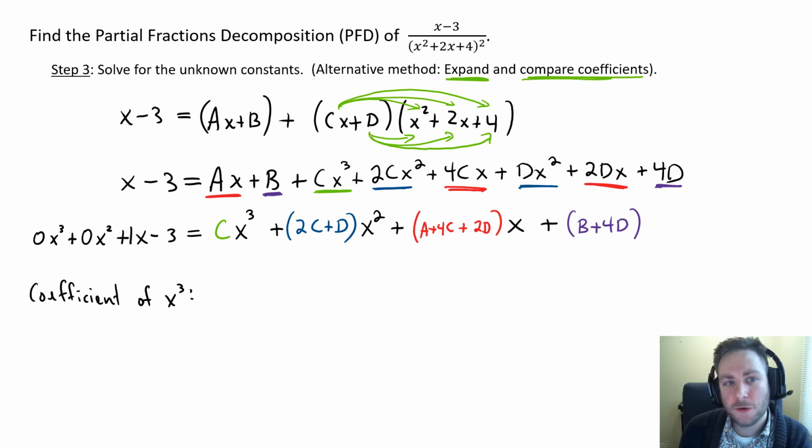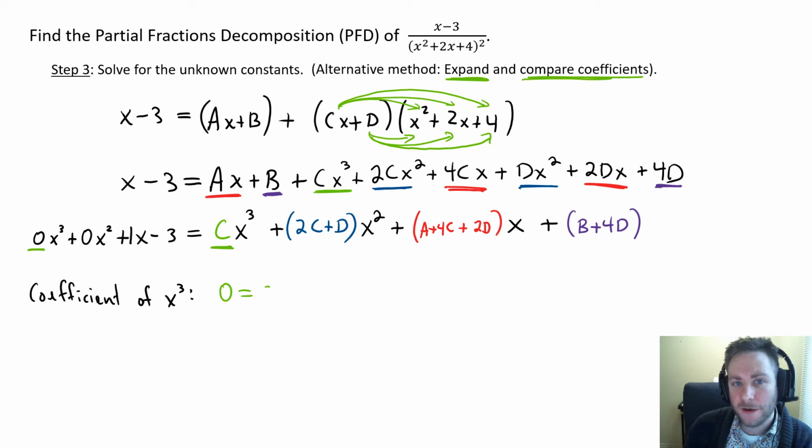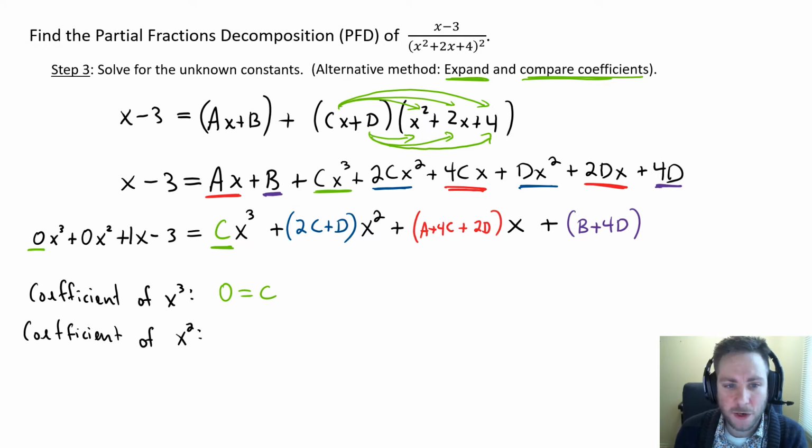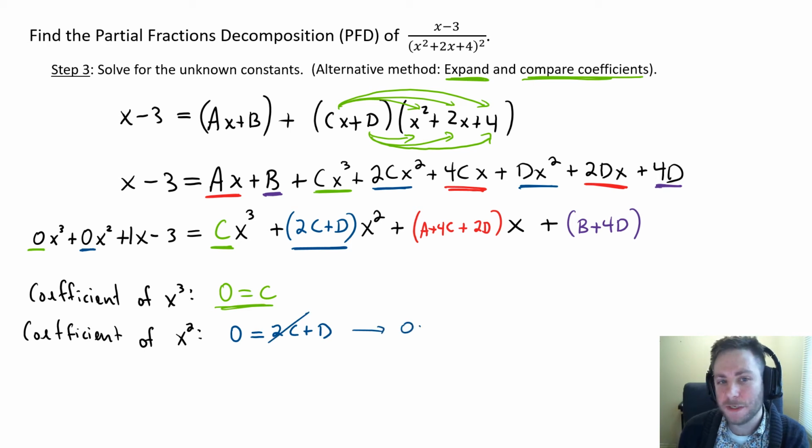So we'll start with the coefficient of x cubed. We know the coefficient on the left must be equal to the coefficient on the right, showing us that 0 equals c. So we've made progress in solving for these unknown constants. Next, let's compare the coefficient of x squared. That shows us that 0 equals 2c plus d. But we've already shown that c equals 0, so this expression can be simplified to show that 0 equals d.